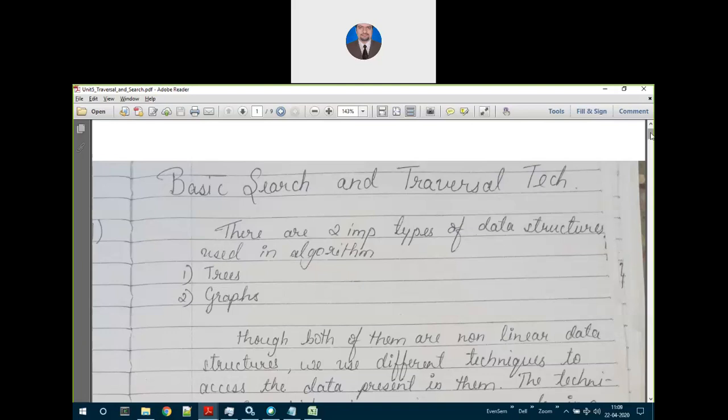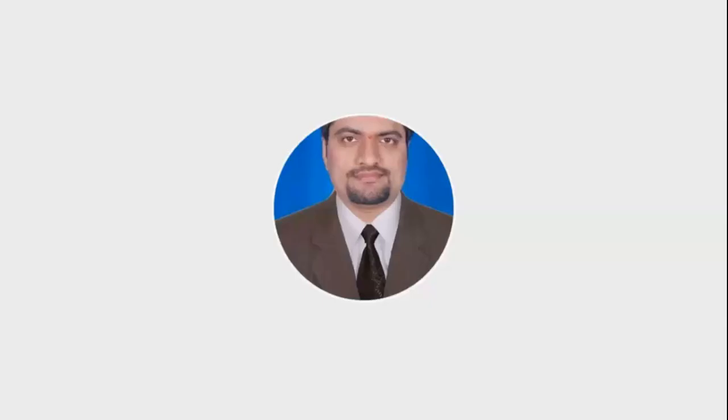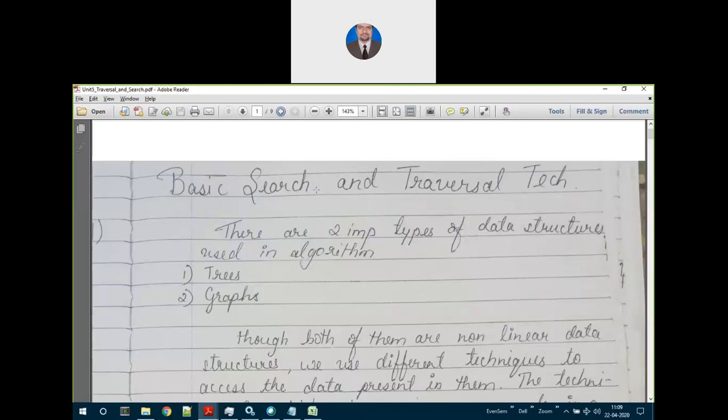Okay, so in the basic search and traversal techniques, basically these two techniques, or what we can say the operations, could be the search operation or the traversal operation. You might have studied in your second semester the different types of operations which can be performed on data structures. Among those, a couple of the operations are search, and the second one is traversal.